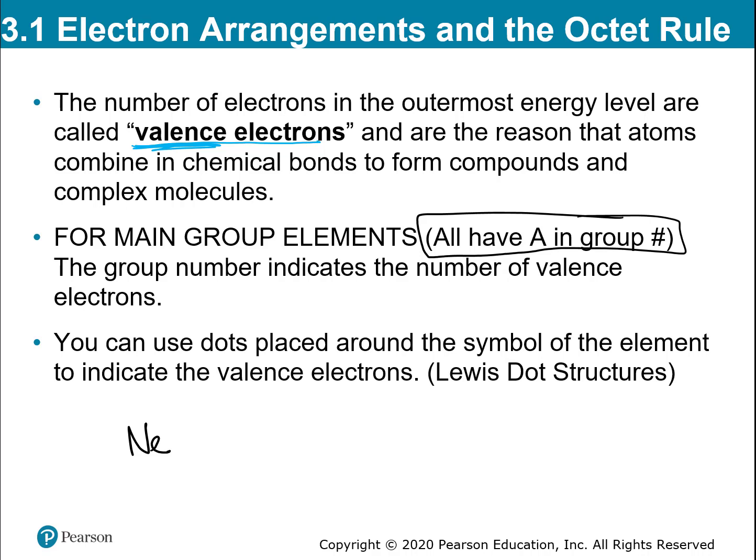You will always have up to 2 dots above, 2 dots below, 2 dots to the left, 2 dots to the right. And so neon has 8. So that means that you will have 1, 2, 3, 4, 5, 6, 7, 8. So that is just showing the electrons in the outer energy level. It just doesn't show the ones in the inner energy levels because they're already stable. It's just the outer one.